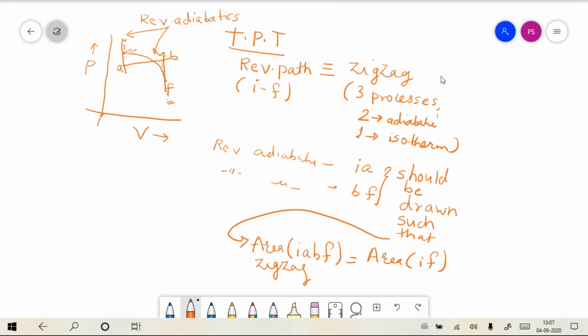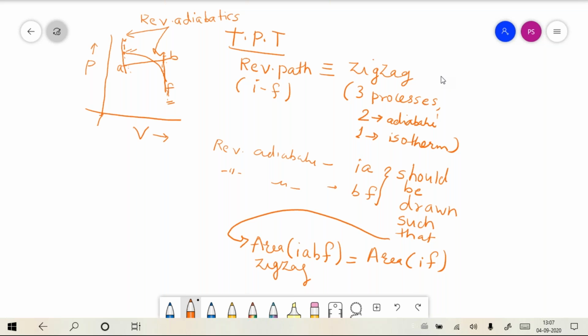We want to prove that this I to F is equivalent to, the same as, these three processes. In other words, if a reversible path is given, then I should be in a position to replace that reversible path by these three processes. I hope now it is understood. Okay, this is to be proved.